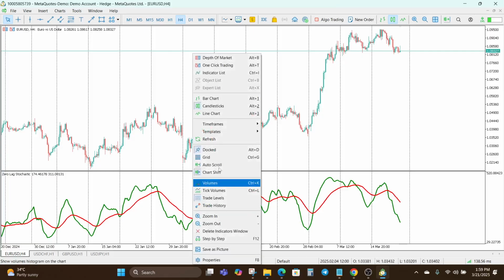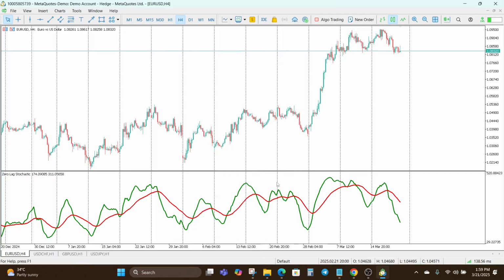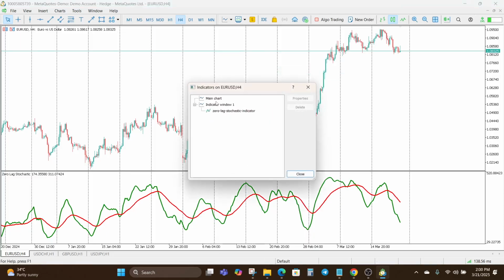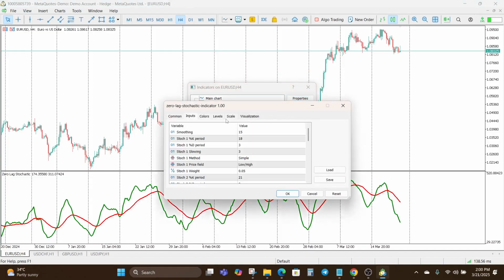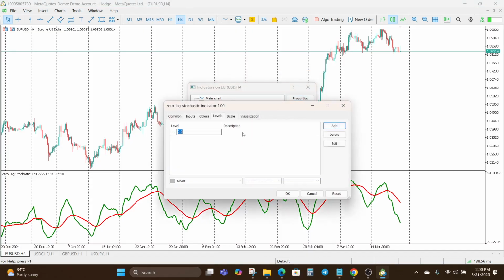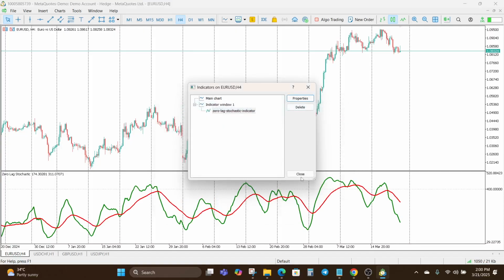Right now, let me show you how to add levels to the chart, because you can see that there are no levels attached. So you can actually have a zero level. You can have perhaps a 20 level, and then you can probably have a 400 level. Okay, let's just see how this looks.